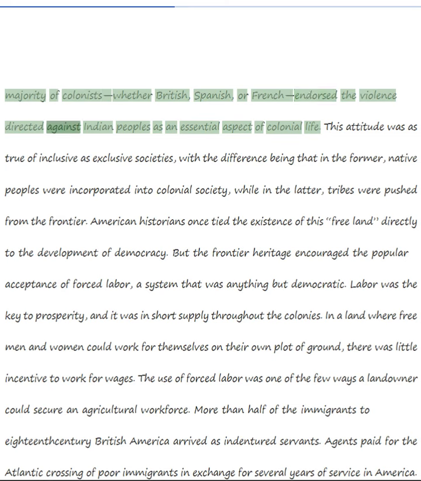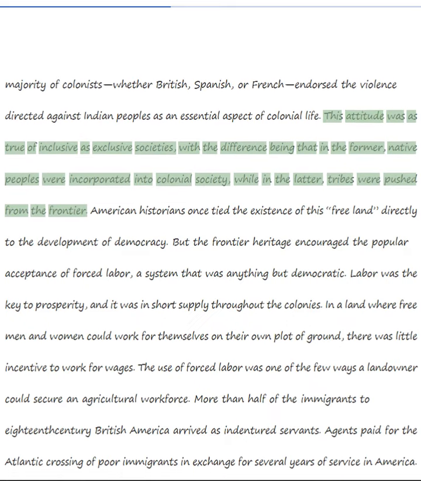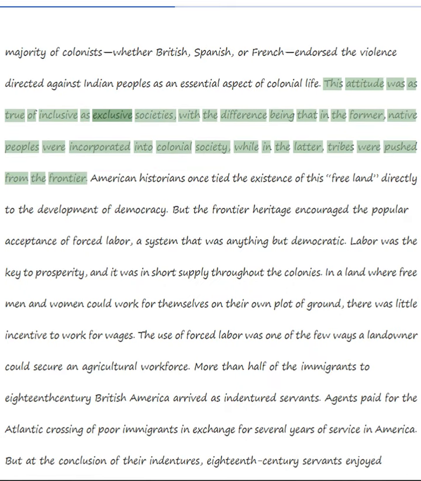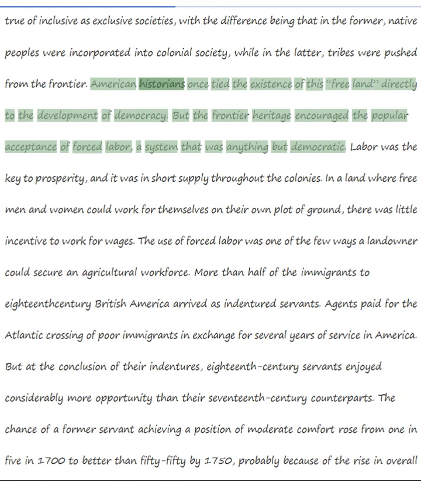endorsed the violence directed against Indian peoples as an essential aspect of colonial life. This attitude was as true of inclusive as exclusive societies, with the difference being that in the former, native peoples were incorporated into colonial society, while in the latter, tribes were pushed from the frontier. American historians once tied the existence of this free land directly to the development of democracy.